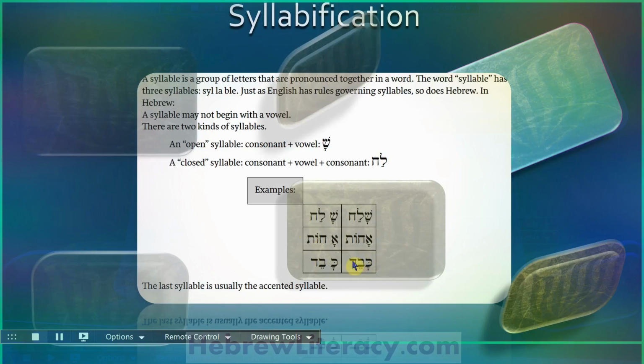Kaved, he is heavy, or he is honored. Ka and ved. If you're wondering, this is advanced, why there's a long vowel here, it's because we have the accent. We're allowed to have the long vowel there and still have a closed syllable. In Hebrew, usually the last syllable in the word is accented. That's called the ultimate syllable in grammarese. In Tagalog, it's usually the penultimate syllable, the next to last syllable. In English, it's usually the first syllable, maybe 70% of the time. Tagalog accents near the end, and Hebrew accents the end, usually.